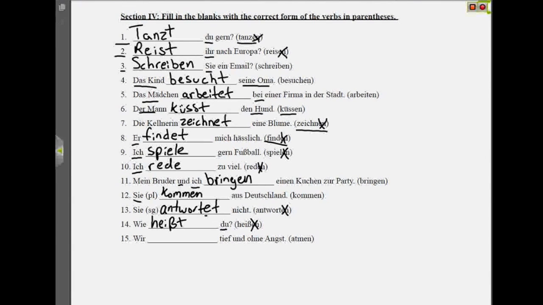Nummer 15. Wir something tief und ohne Angst. Here we have the wir form, which is basically the same form as the infinitive. So we just say wir atmen. We breathe deeply and without fear. Wir atmen tief und ohne Angst.